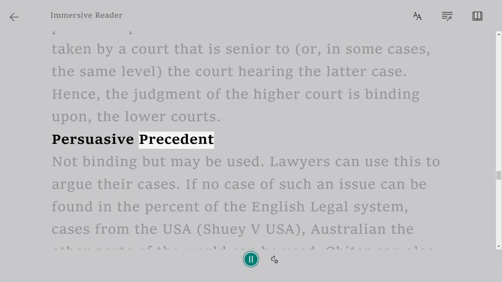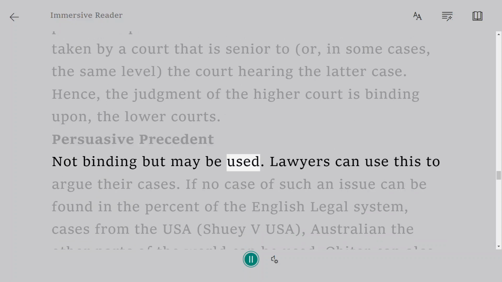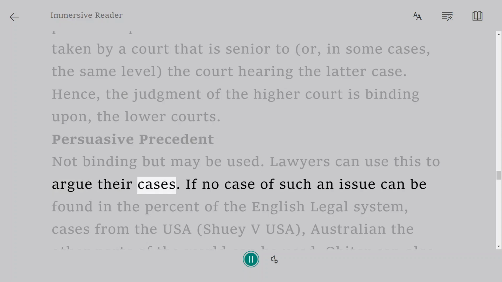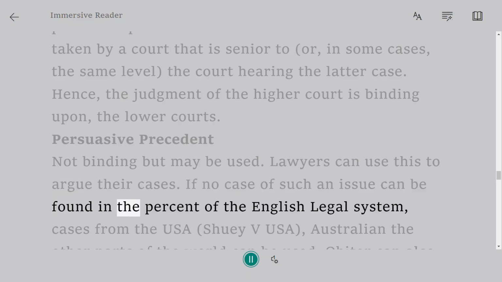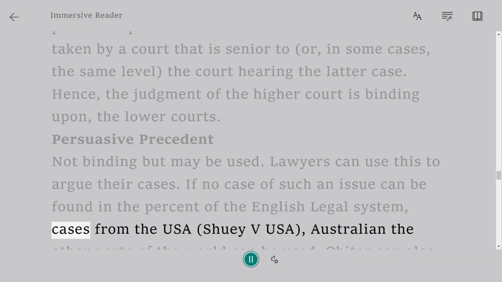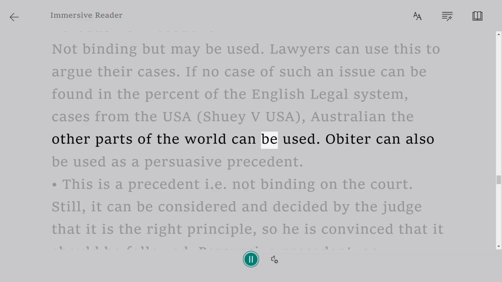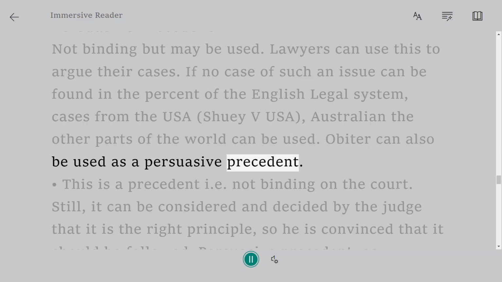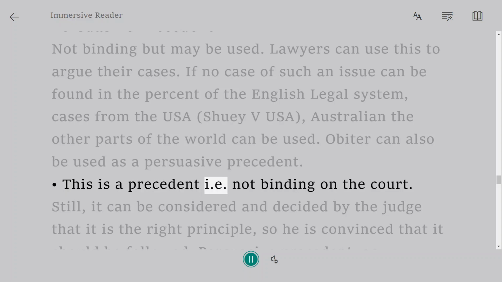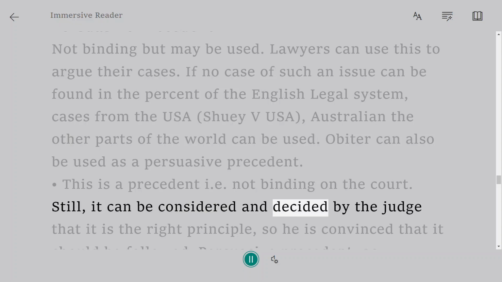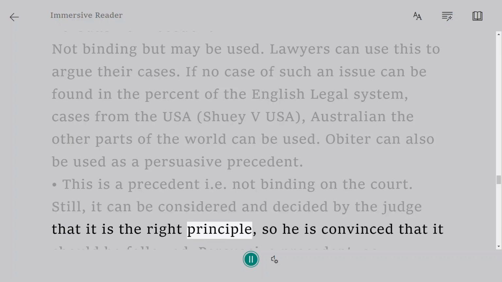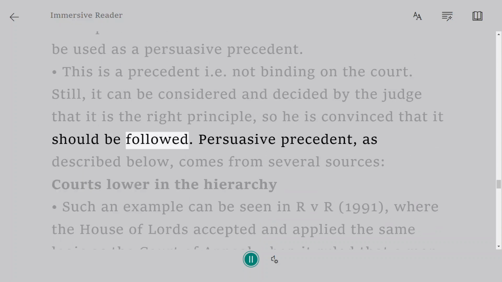Persuasive precedent is not binding but may be used. Lawyers can use this to argue their cases. If no case on such an issue can be found in the English legal system, cases from the USA, Australia and other parts of the world can be used. Obiter dicta can also be used as a persuasive precedent. This is a precedent that is not binding on the court. Still, it can be considered by the judge, who may decide that it is the right principle and so be convinced that it should be followed.